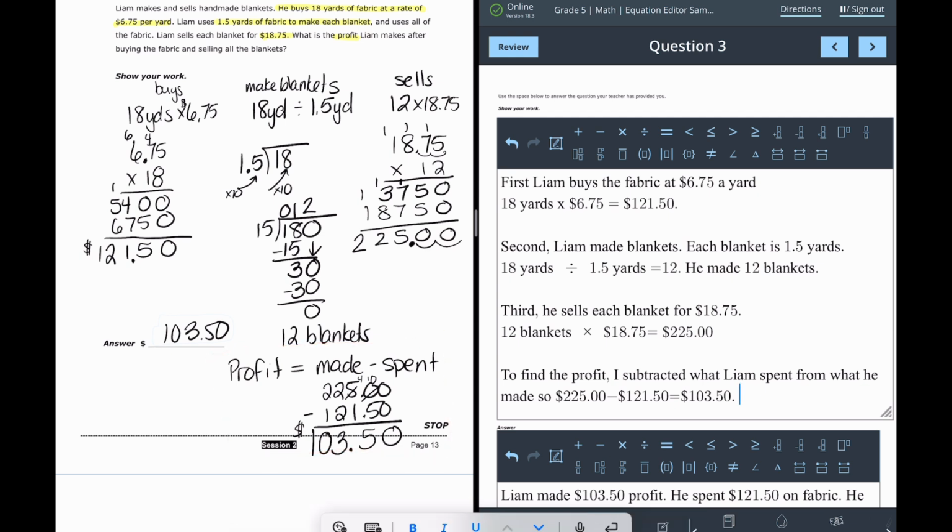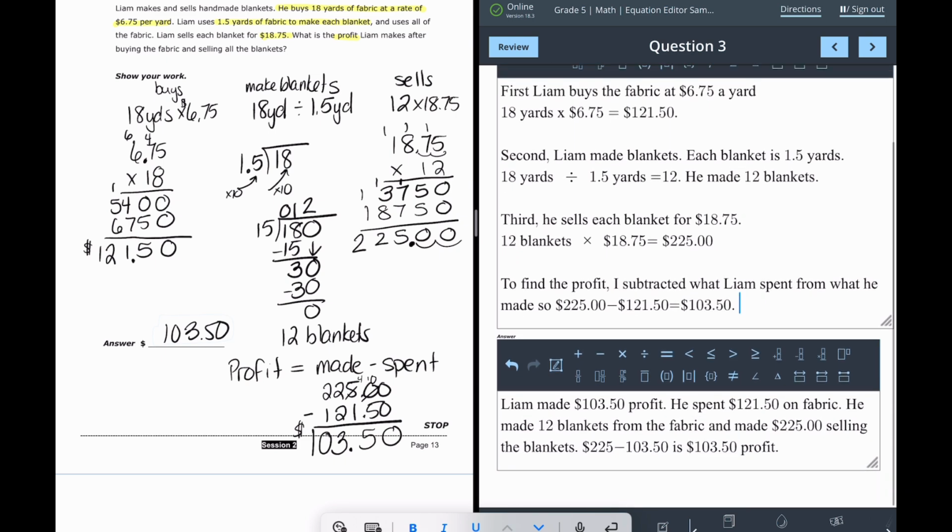To find a profit, this is the last step. I subtracted what Liam spent from what he made. So 225 minus 121.50 is $103.50. And then my final answer: Liam made $103.50 profit. He spent $121.50 on fabric. He made 12 blankets from the fabric and made $225 selling the blankets.